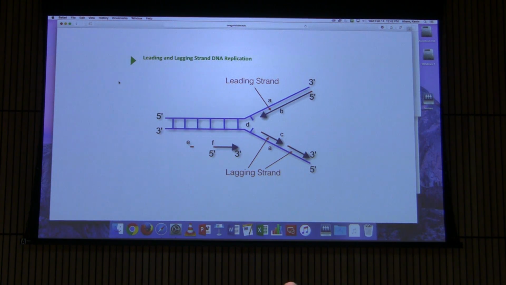Yes, sir? Lagging strand is always the same size. You mean as the leading strand? Yeah, well, no, but as each section of lagging. Okay, so his question is, do these pieces all end up being the same size? Roughly. They all end up being roughly the same size. It's not an exact measure, but they're all roughly the same size.